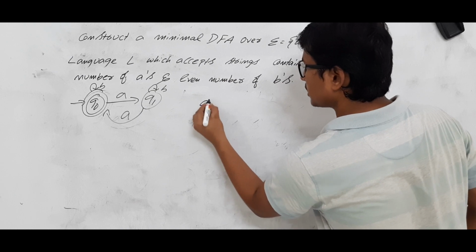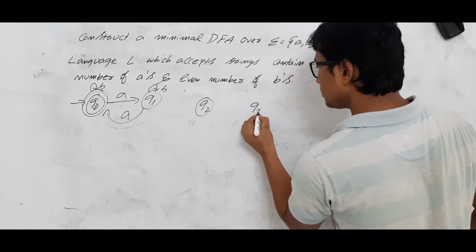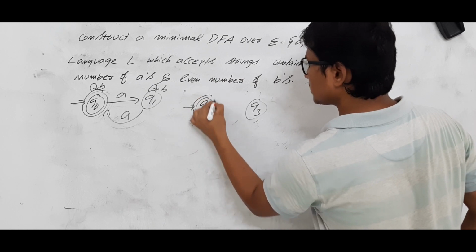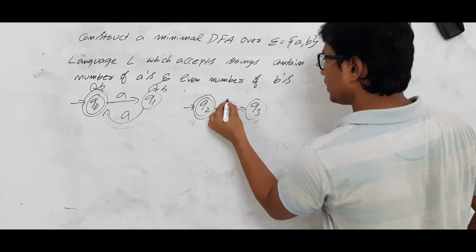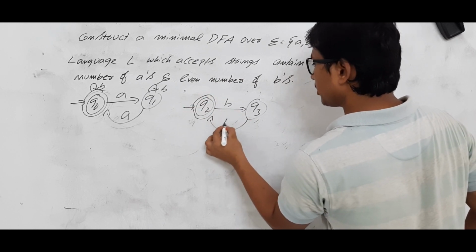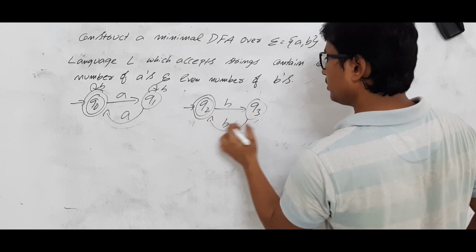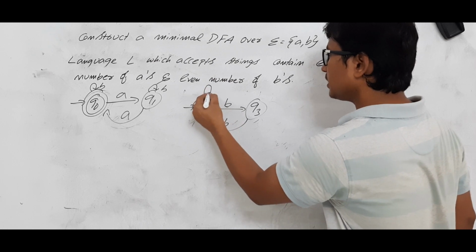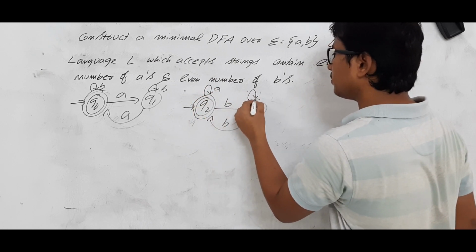Let me write this one as Q2. This is my Q3. Now Q2 will act as the initial state and final state. I should accept the even number of B's. So 1B, 2B, 3B, 4B. I am accepting the even number of B's. What about the A's? I will not worry about the number of A's.